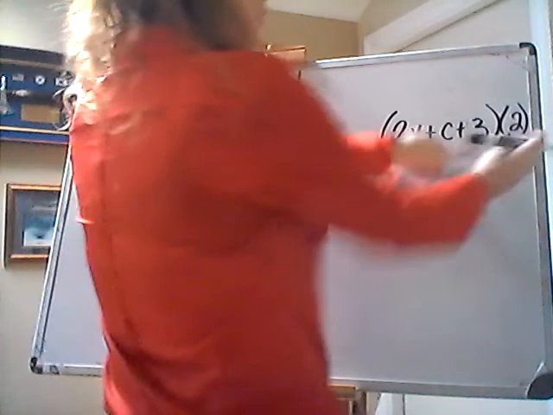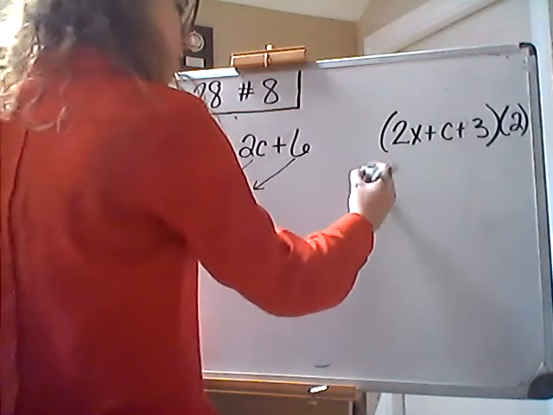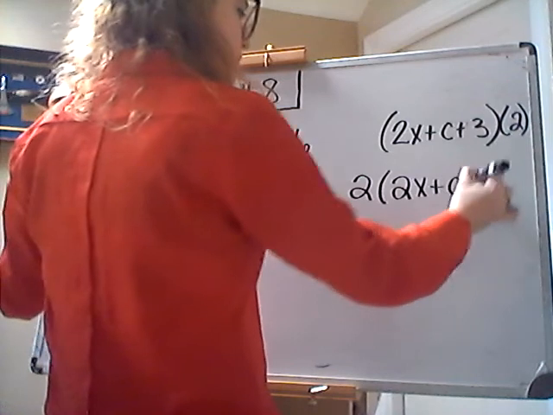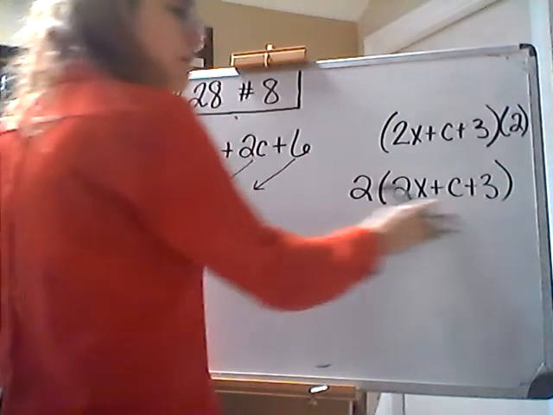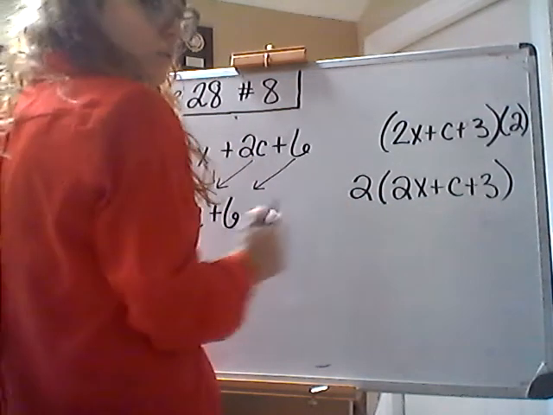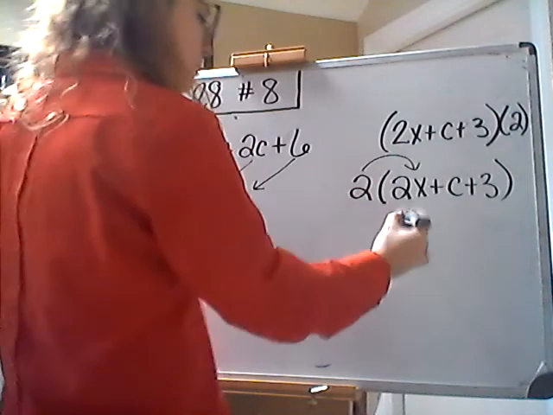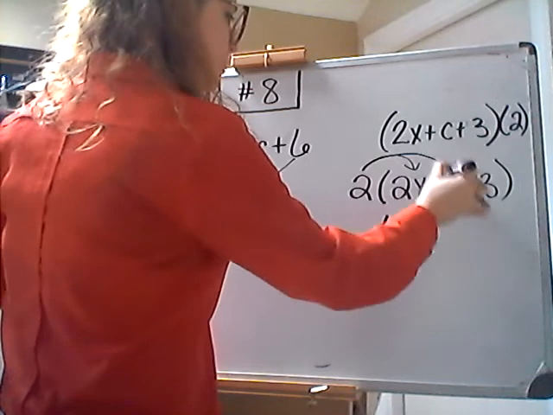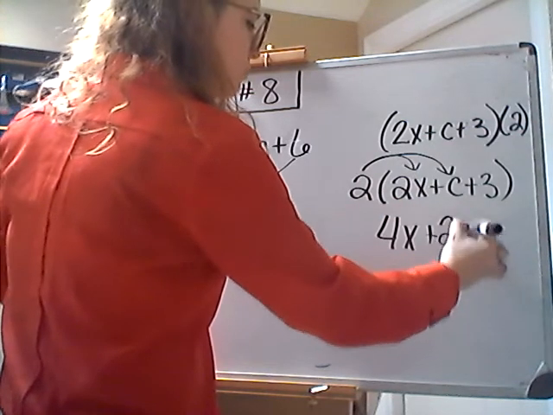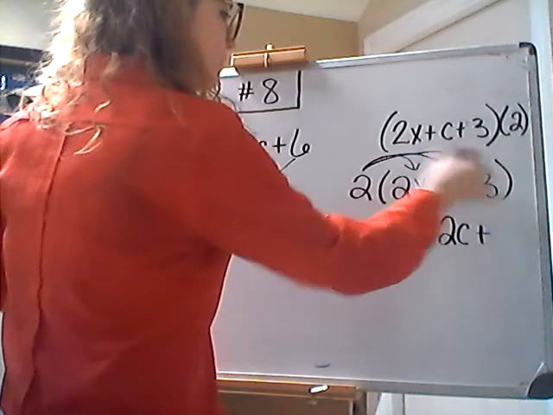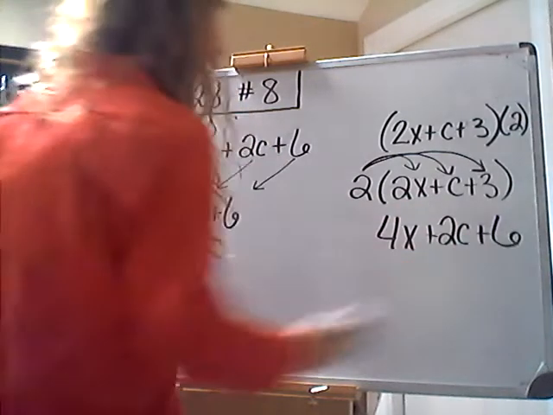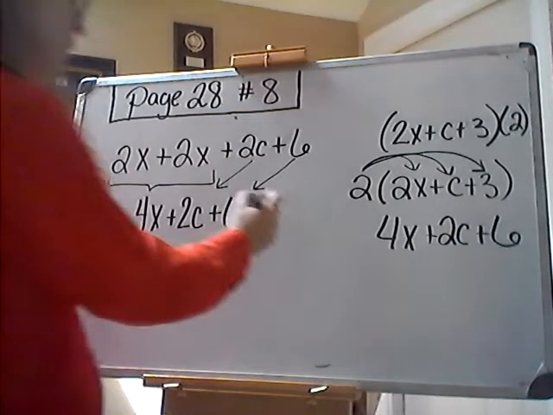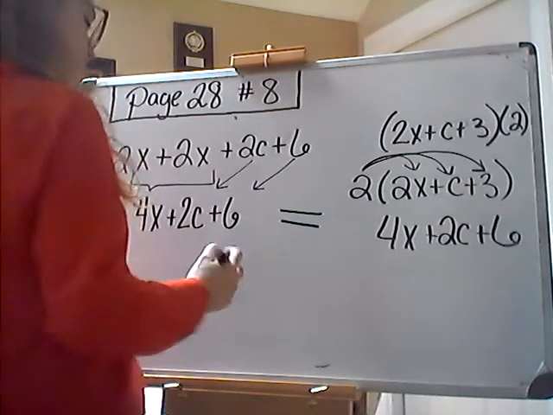Now over here, again we're multiplying by an outside 2. I'm going to switch these groups. I'm going to put the 2 first and then the big group second. So we have 2 times 2x plus c plus 3. Everything in this group is being multiplied times 2. So 2 times 2x is 4x, plus 2 times c is 2c, plus 2 times 3 is 6. These all have the exact same terms. So these are equivalent.